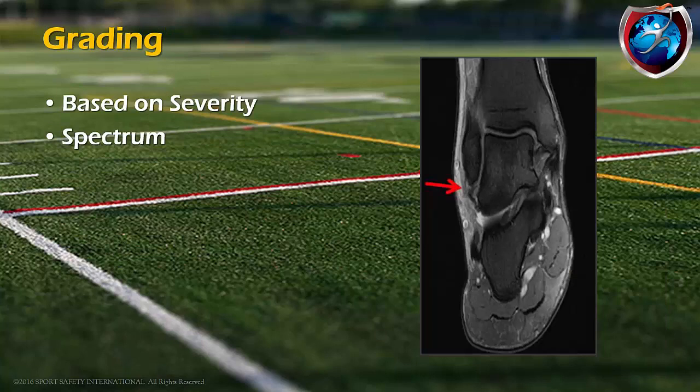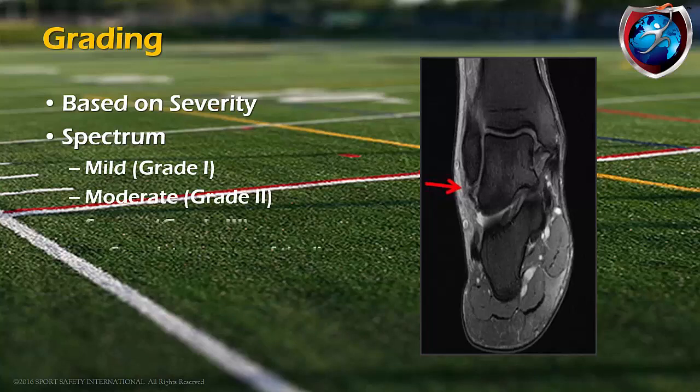Ankle injury is graded based on severity, as ankle injury may include a spectrum of injury and disability. Mild grade 1 injuries generally involve minimal joint laxity and disability, while severe grade 3 injuries involve ligamentous laxity and significant dysfunction.